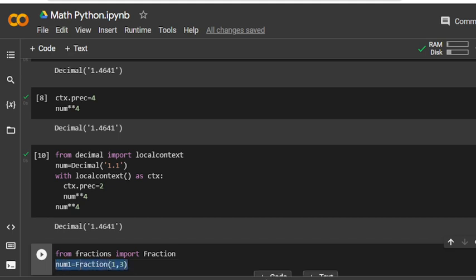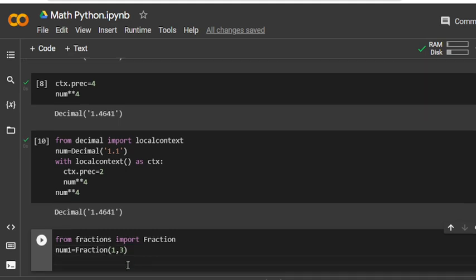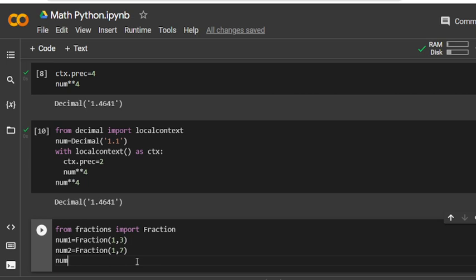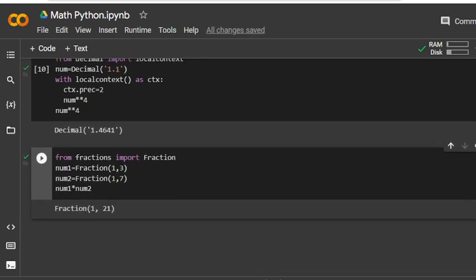And num1 into num2 becomes, so you can write num1 times num2, and what is the output? So let's see. This will be 1 by 21. So this is the fractions.